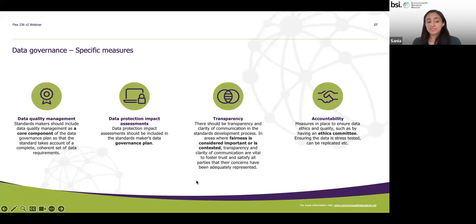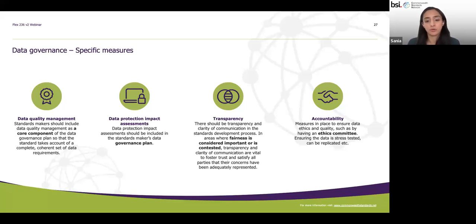So again, some specific things that you can do. It's recommended to have a data governance plan in place, particularly things around GDPR, or whatever else might be relevant to your area. But data quality management is one core component of this, so understanding that and reflecting on it. You could do a data protection impact assessment.